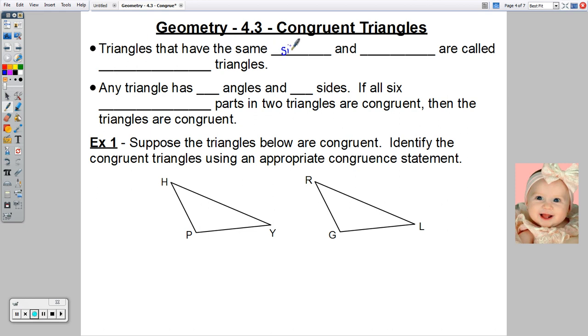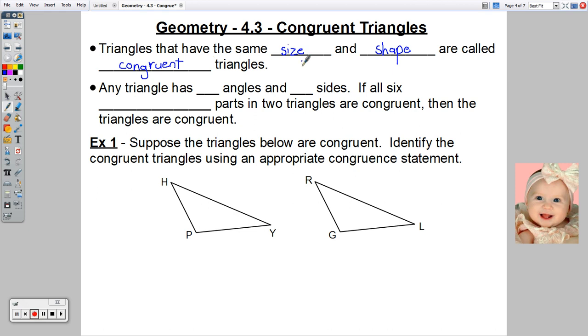That's what goes in these first two blanks. Triangles that have the same size and shape are called congruent triangles. So that's what congruent triangles are. They're triangles that have the same size and the same shape. We talked about congruent things before, especially with segments. Congruent segments had the same length.